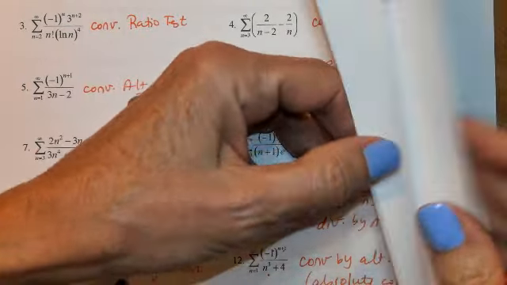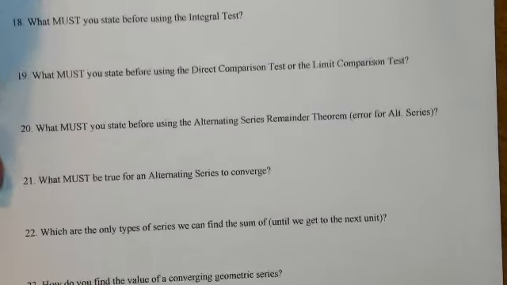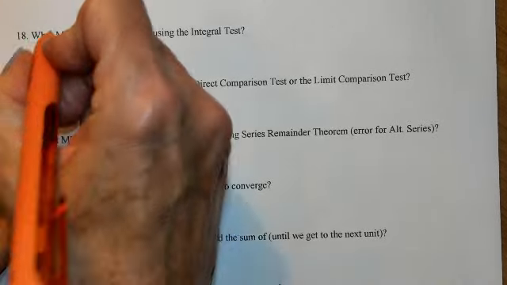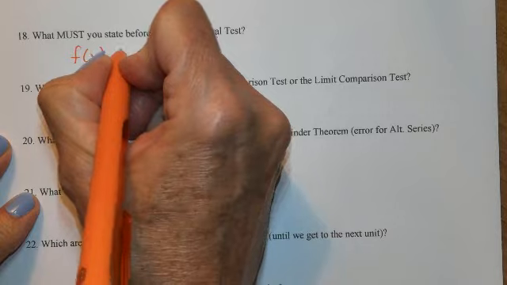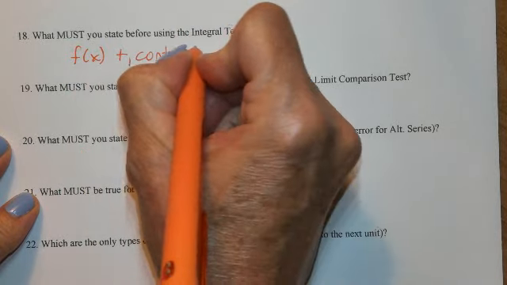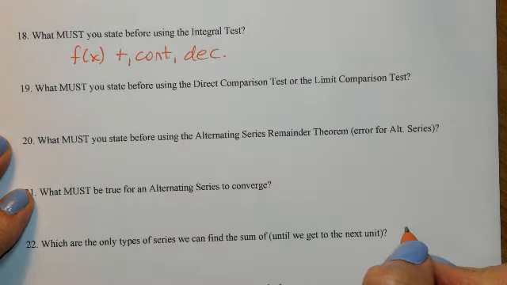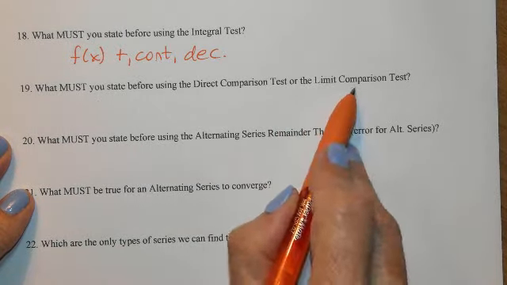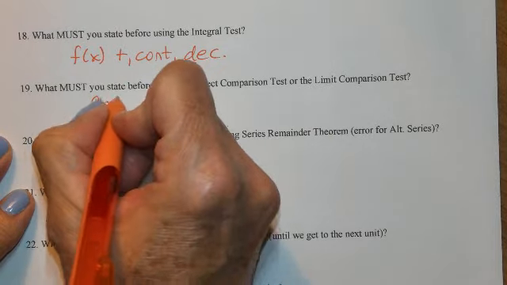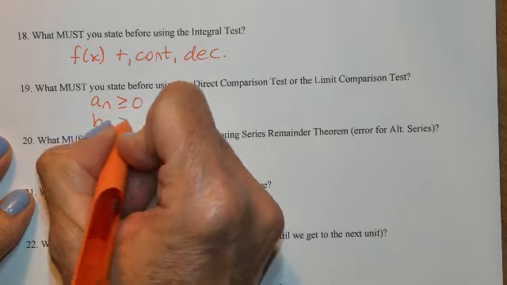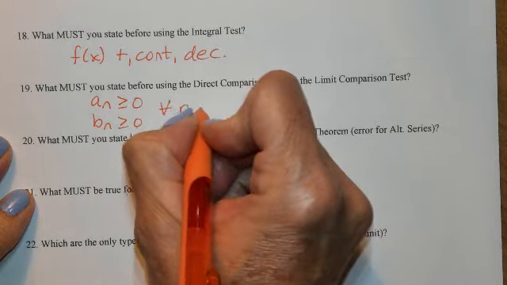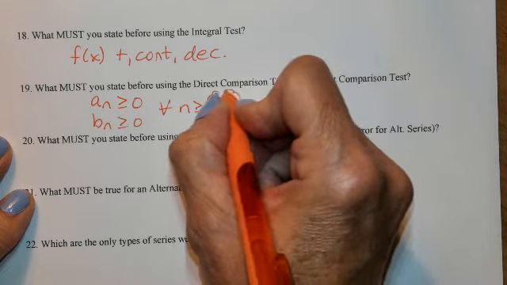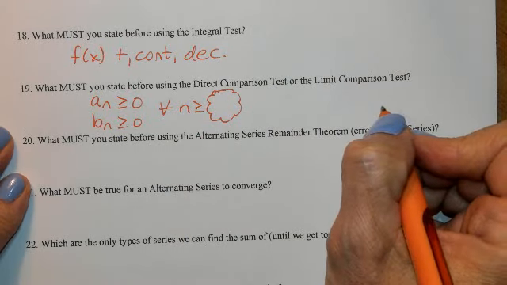On the back side of that sheet, what must you state before using the integral test? You must state that your function is positive, continuous, decreasing. What must you state before using the comparison tests? You must state that both a sub n is greater than or equal to 0 and b sub n is greater than or equal to 0 for n greater than or equal to whatever the bottom value of your sigma is, whatever n is starting at. Okay?